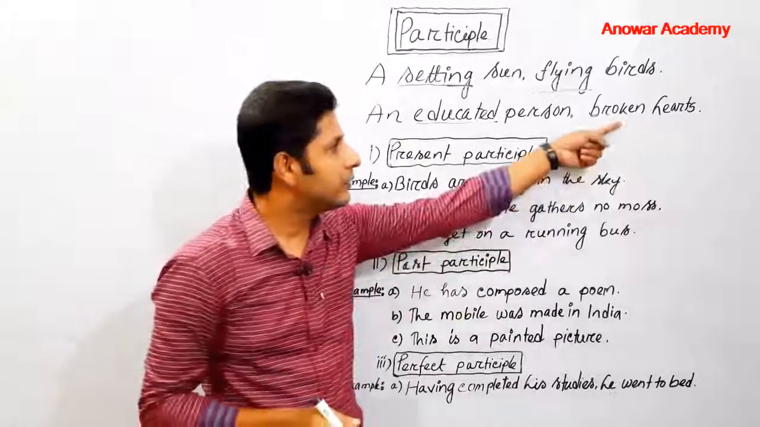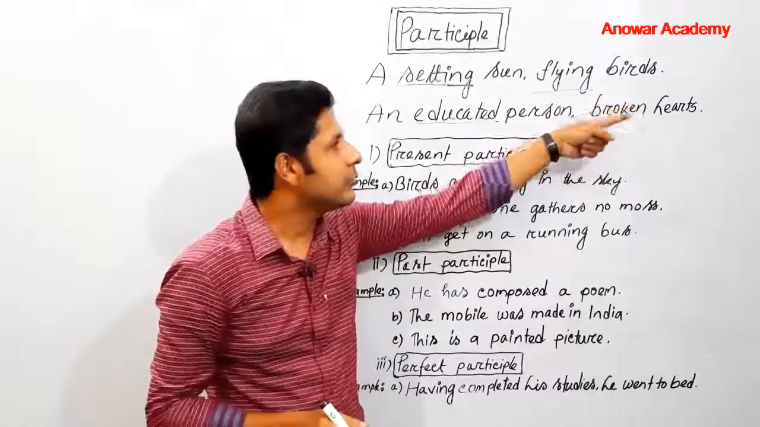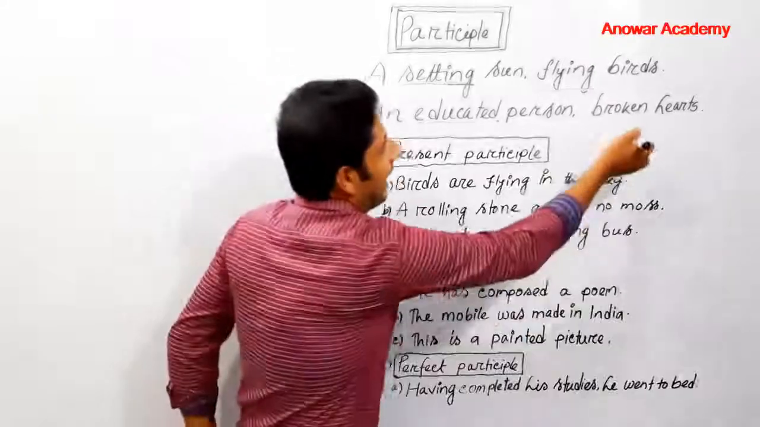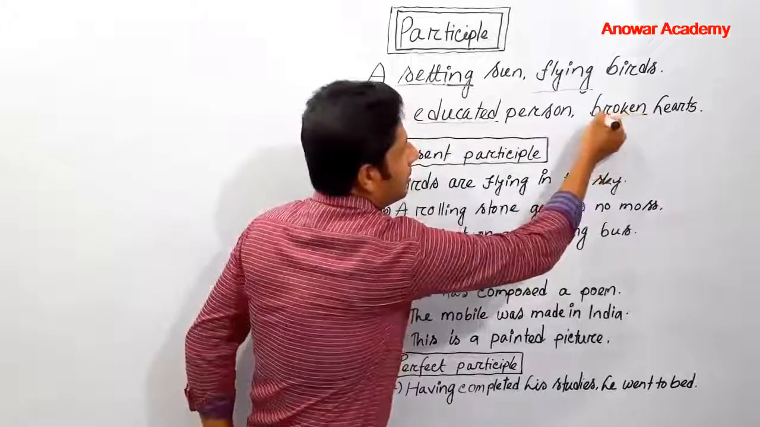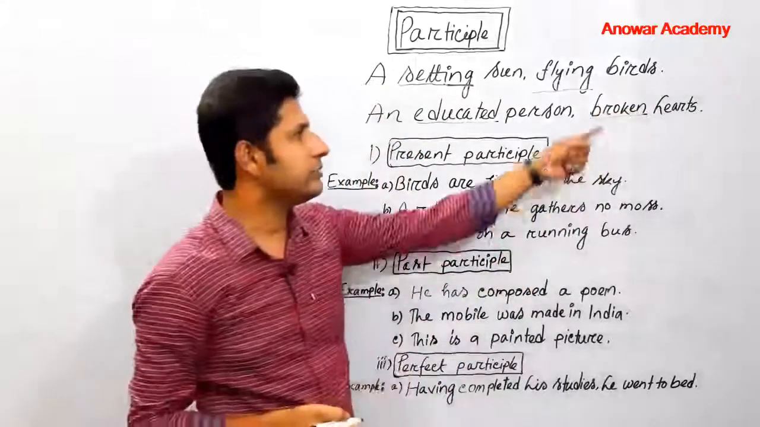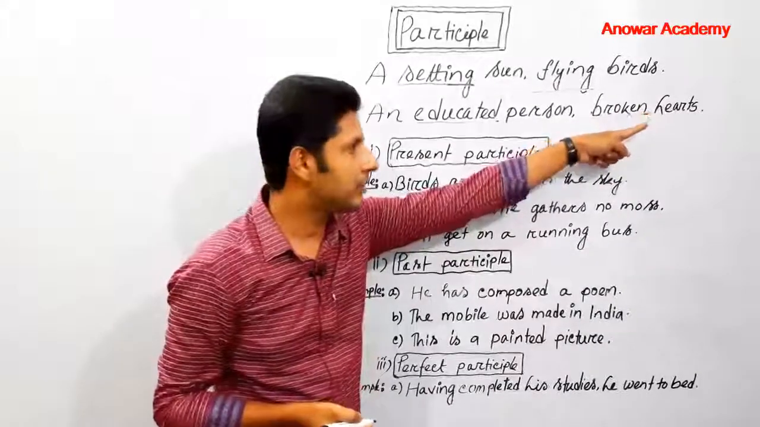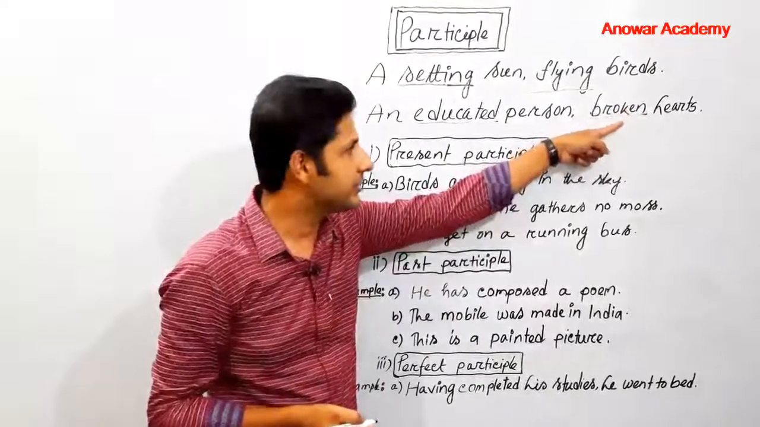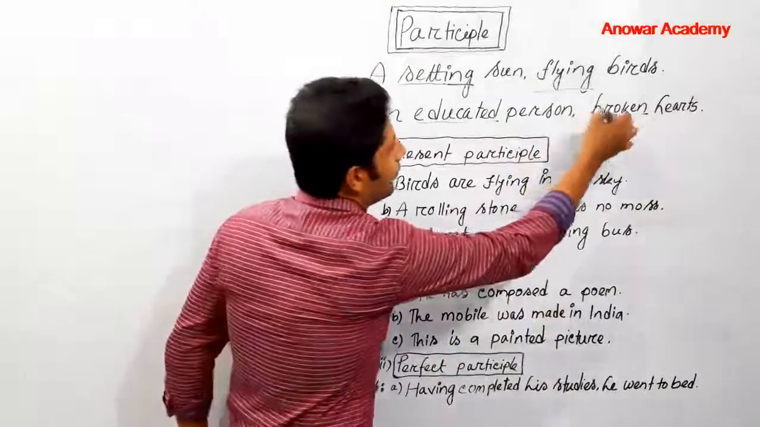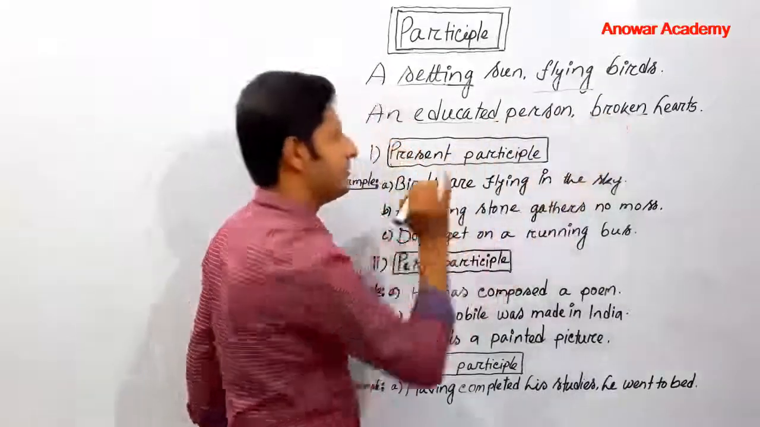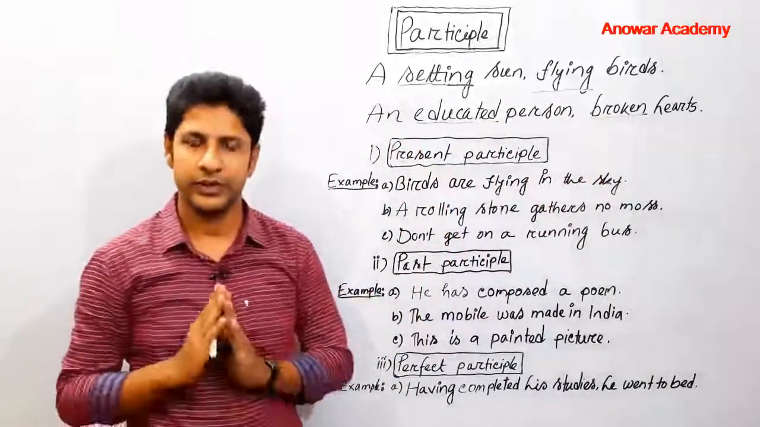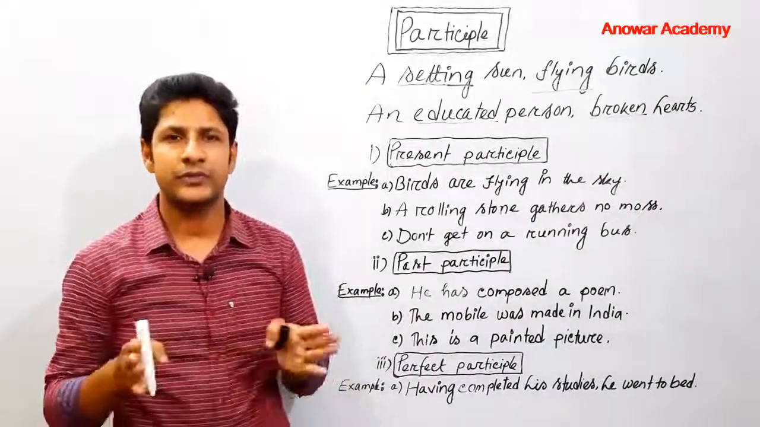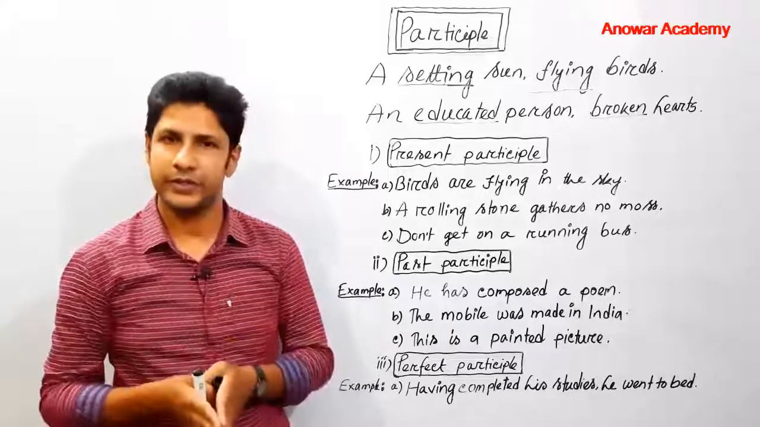In the fourth phrase, you can see broken hearts. Here, en has been added to the verb break and it modifies the noun hearts. That's why it functions as an adjective. So, this is also a participle. Now, dear students, let's know about the classification of participle.